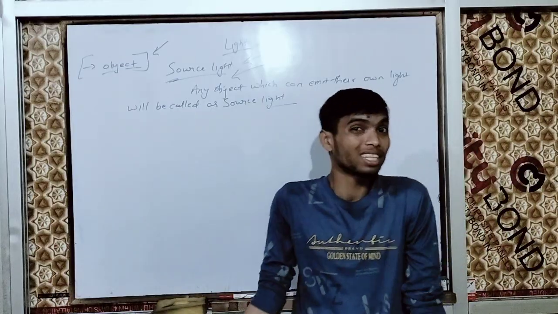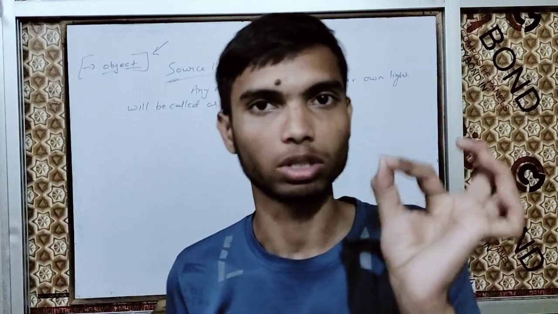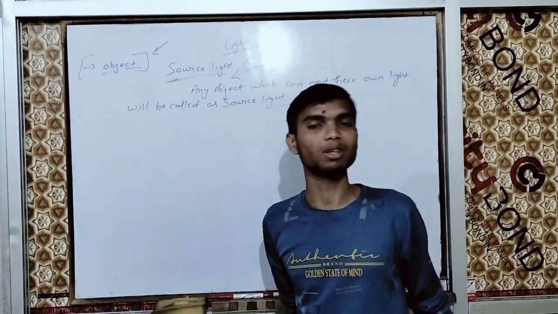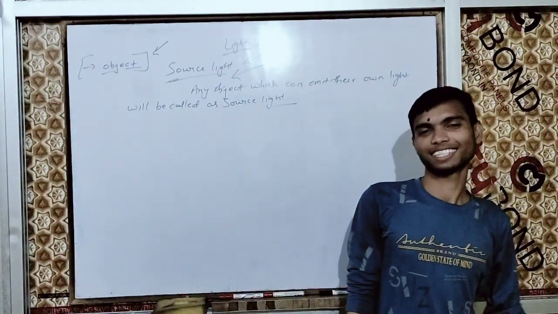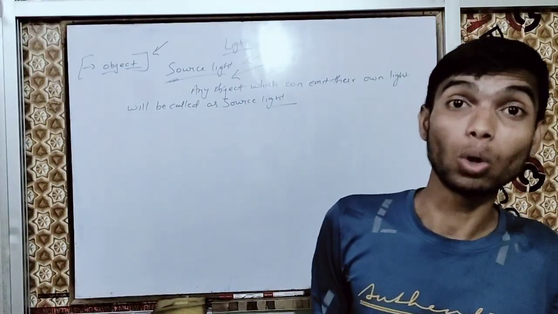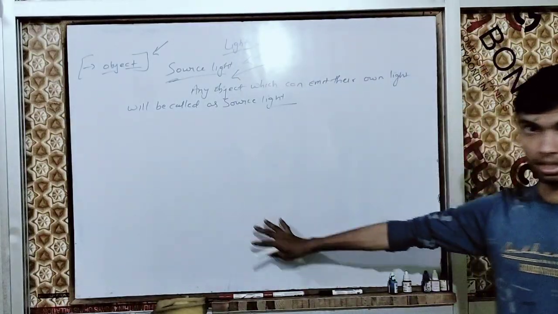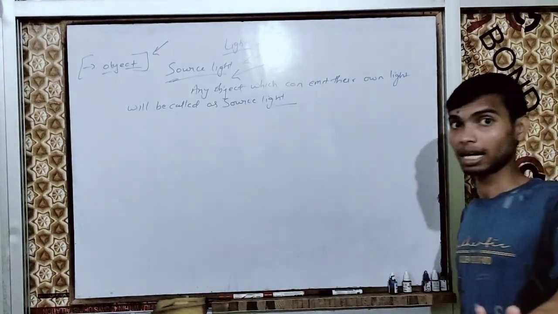A bulb emits its own light. That's why a bulb will be a source of light, but this marker will not be a source of light. Clear? Any object which cannot emit its own light will not be called a source of light. With examples, I explained it.